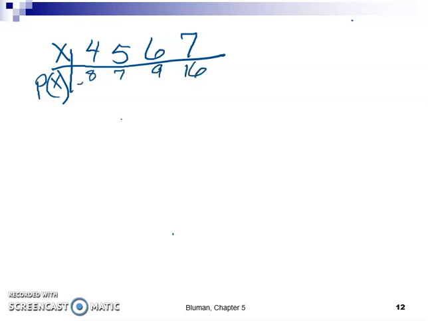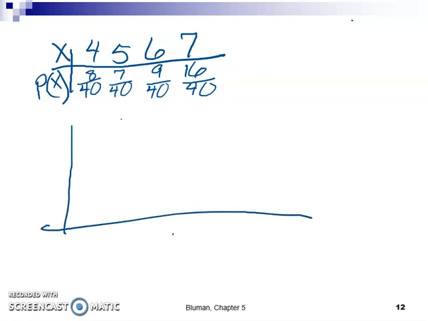And this was out of 40. So I haven't reduced the fractions here. I'm just writing them all down as relative frequencies, which is the same thing as the probability. So that's our probability distribution, this right here, the value of X and the probability that X occurs. And then we're asked to represent this graphically. So along the X-axis, we're going to have our 4, 5, 6, and 7.